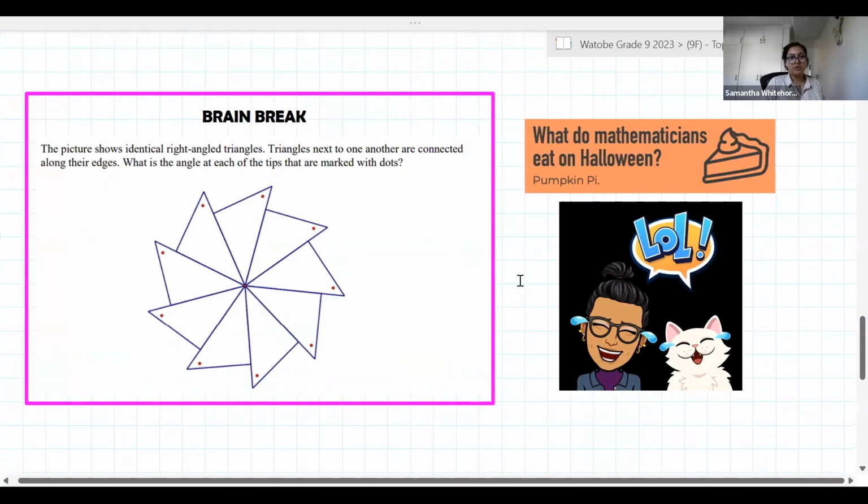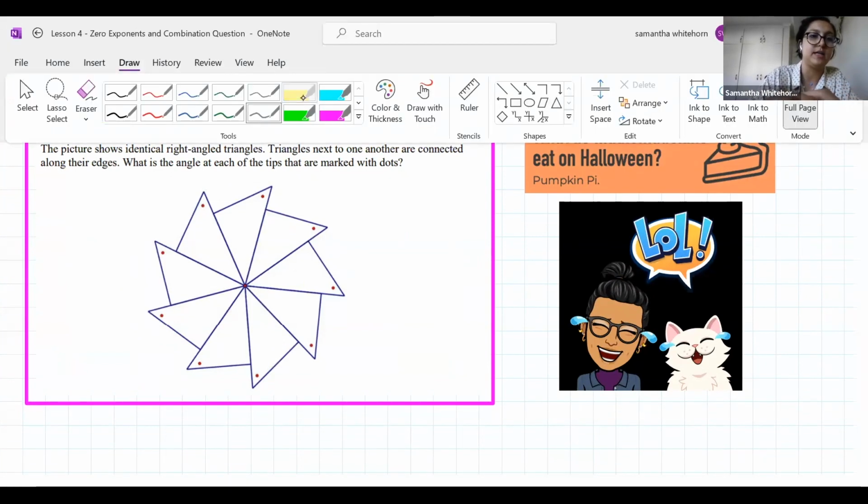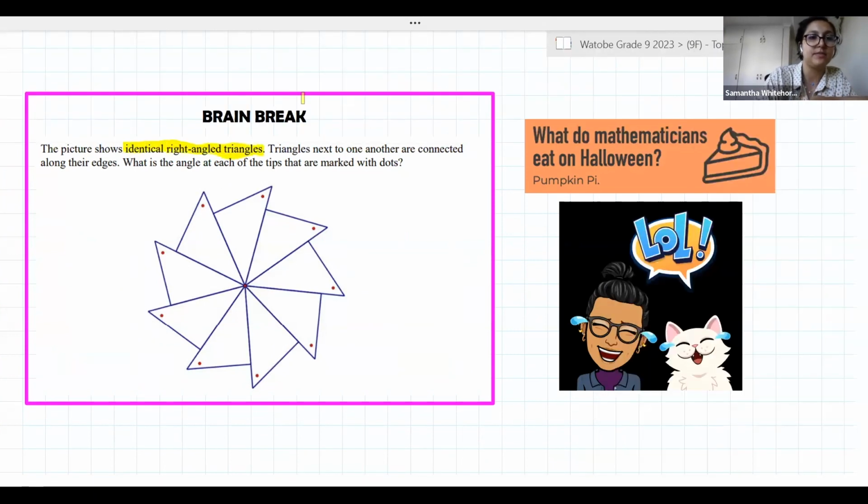Our brain break today. The picture below shows identical right-angled triangles. Let's just grab a highlighter here. Identical right-angled triangles. Triangles next to each other or next to one another are connected along their edges. So they all fit perfectly together. What is the angle at the tips that are marked with the dot?